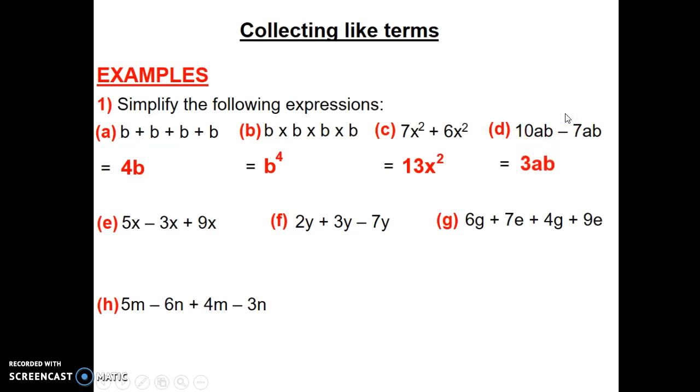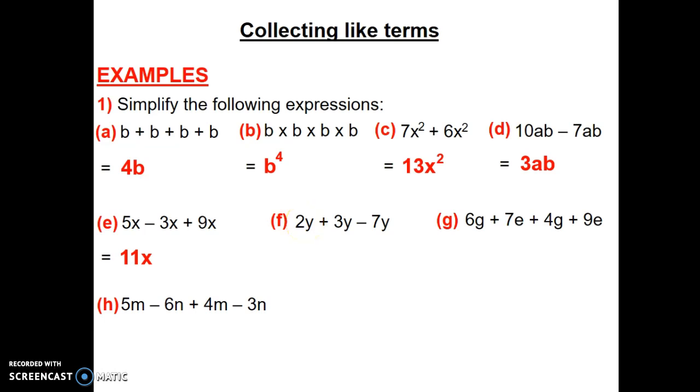Now, next question, you have to do 5 lots of x minus 3 lots of x, which will give you 2x. Then you're going to have to add 9x onto it. So 9 lots of x plus 2x will give you 11x. Exactly the same in question F, which is 2y plus 3y. 2 add 3 will give you 5. So in this question, it's 5y.